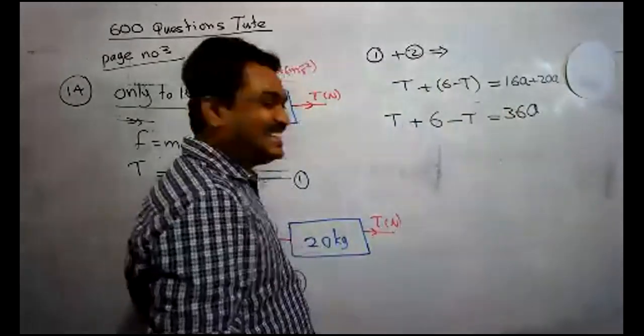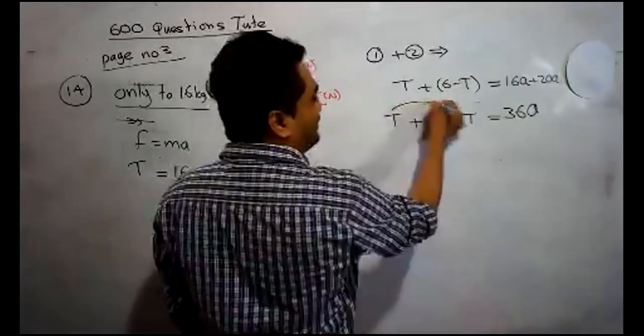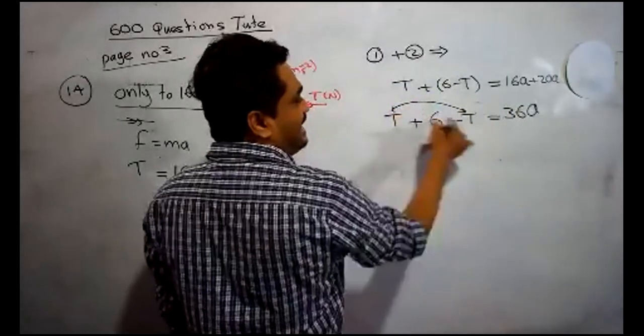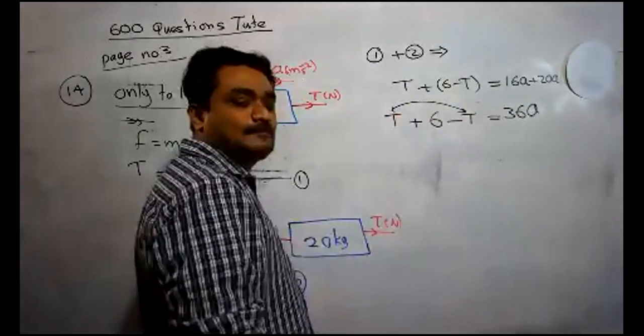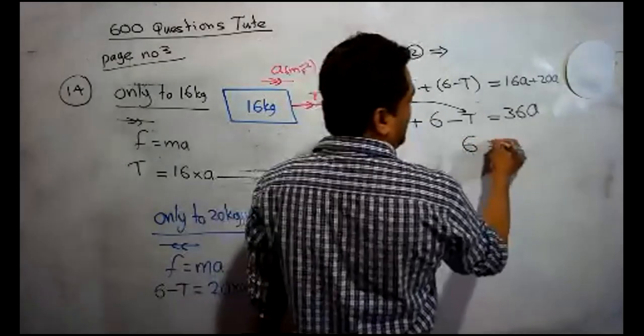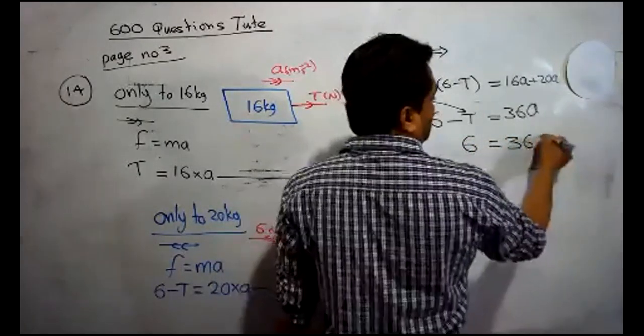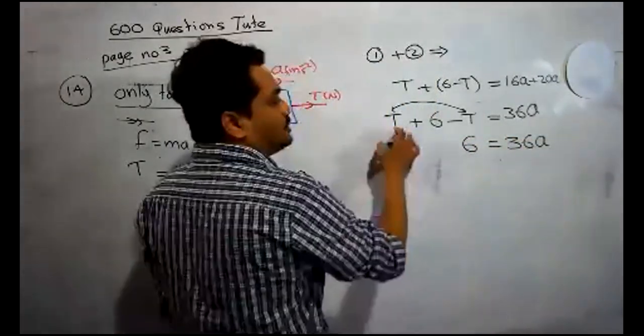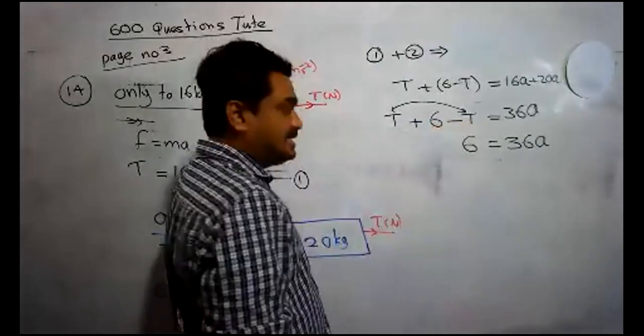Is it that much difficult? 36A. What will happen to this plus T and minus T? Cancelled out. So 6 equals 36 times A, because plus T and minus T cancelled out.